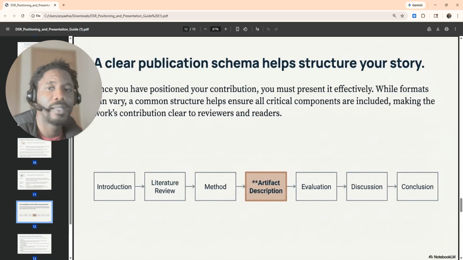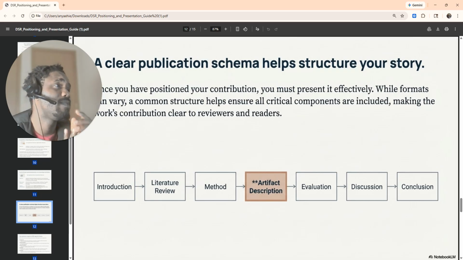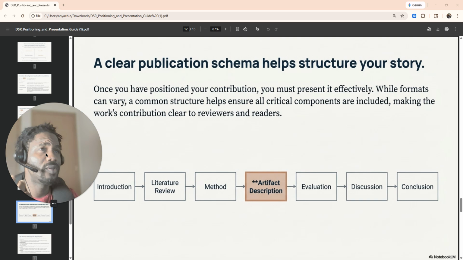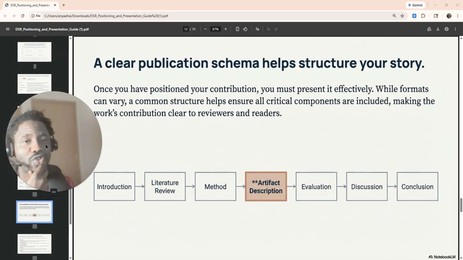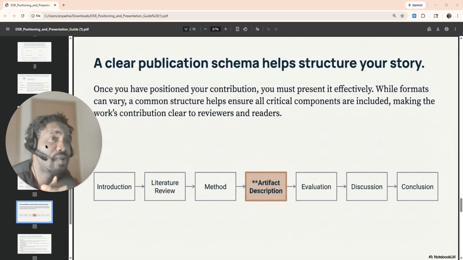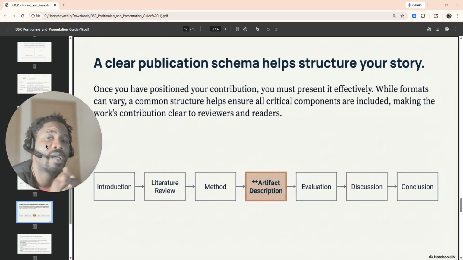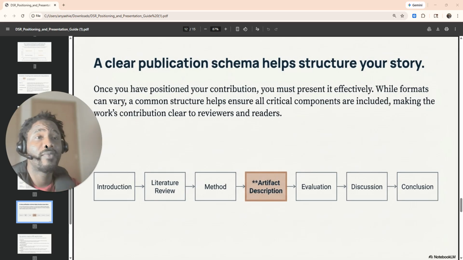Okay, then slide 13. Here's the publication schema, a clear schema to help you structure your story. Once you position yourself, you need a way to structure your story. Once you have positioned your work in one of these three research quadrants, you need to write it up. So this paper provides a schema, a template, a structure for your story. It has a logical flow.